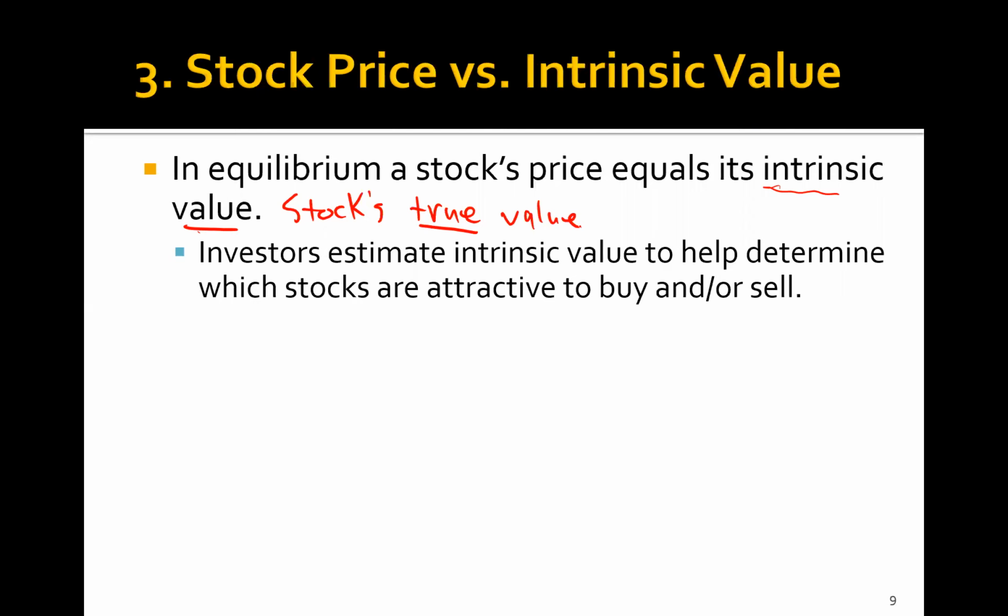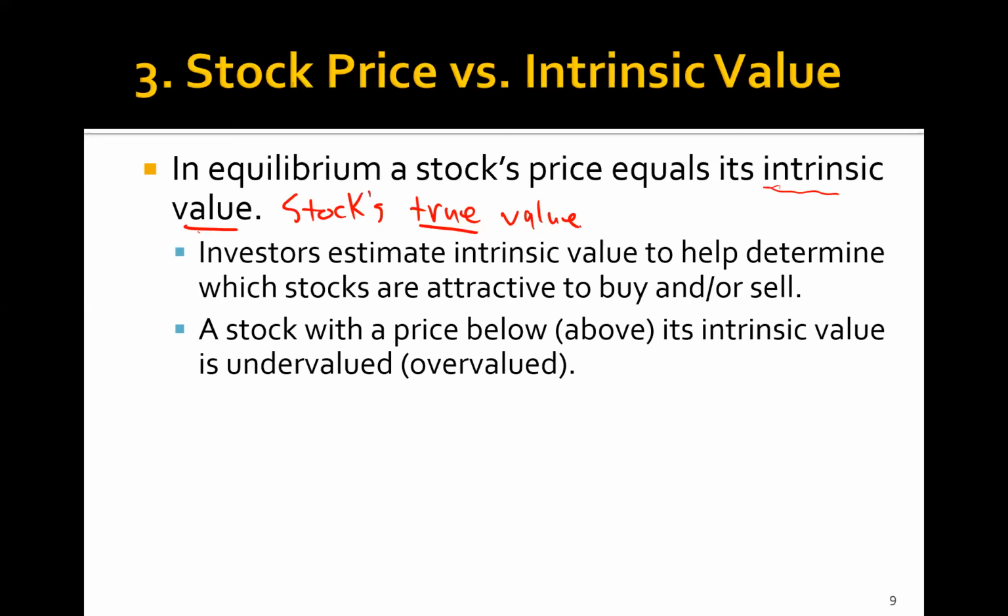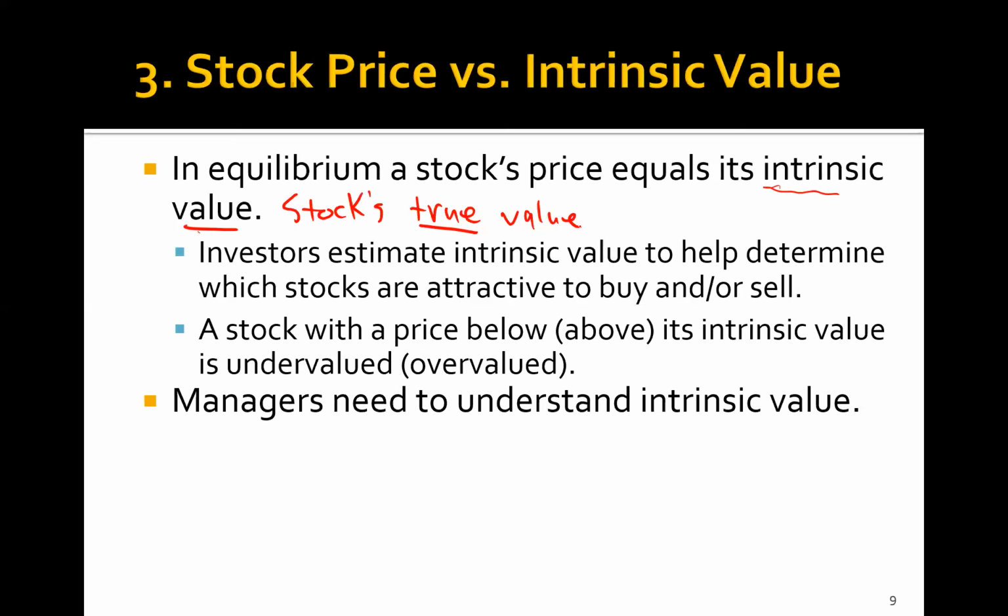From an investor perspective, an investor has a reason to try to determine what intrinsic values are, because they want to know which stocks are attractive to buy or sell. And so if a stock is priced at above its true value, then it's overpriced and you would want to sell it. But if a stock is priced at below its true value, then it's underpriced and you want to buy it. So overvalued would be a sell. Undervalued would be a buy.